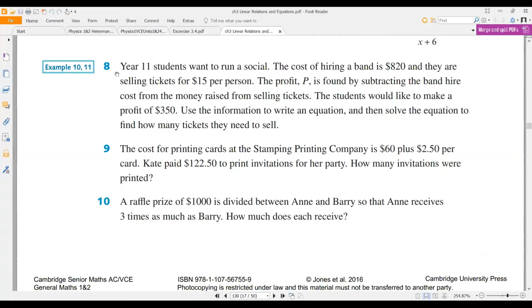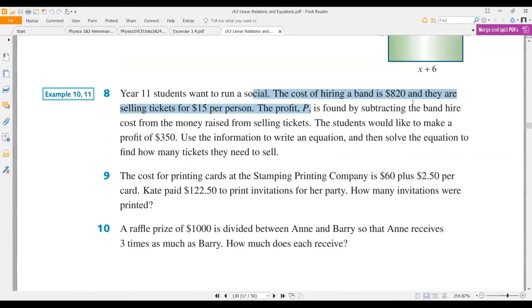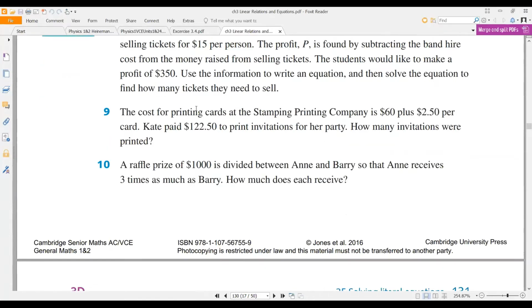So the first two here, this is very similar to our electric car question. 11 students want to run a social club. Cost of hiring a band is $820. They're selling tickets at $15 per person. All right, cool. So then 15 times P. You can use that to figure out, roughly it's the same sort of maths.